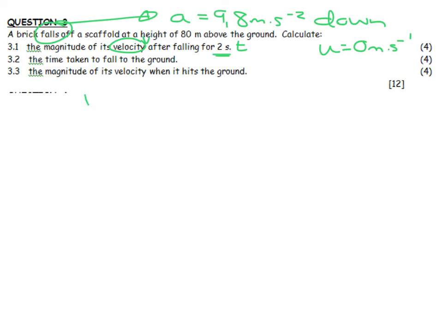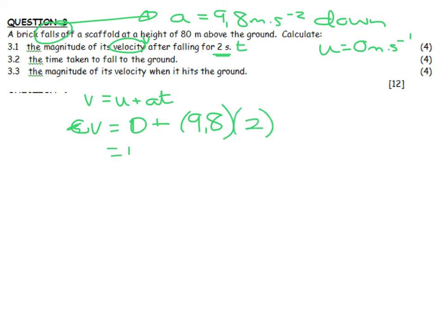So substitute in v is equal to u plus at. I don't know the velocity, sorry, is equal to 0 plus 9,8 down, and I've taken now down to be positive, and my time is 2 seconds, and I land up with 19,6 meters per second, and it's downwards. I know that because it's also positive.